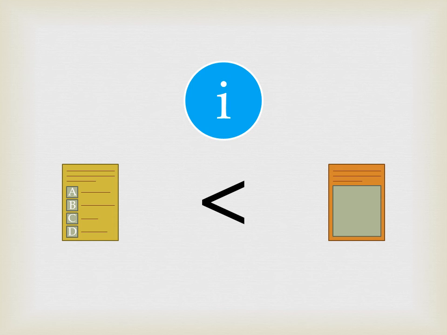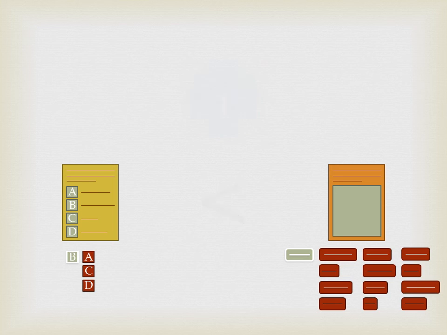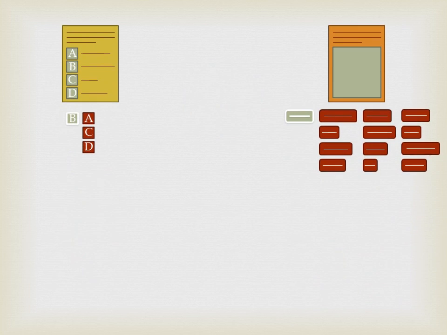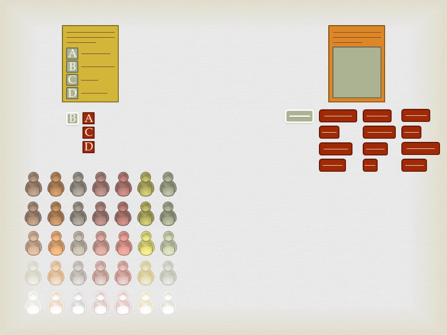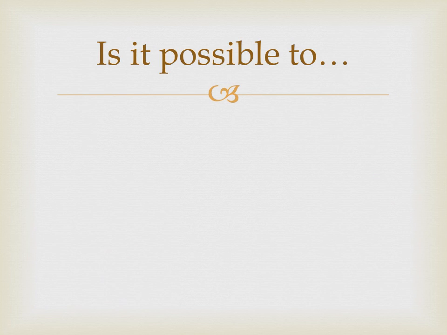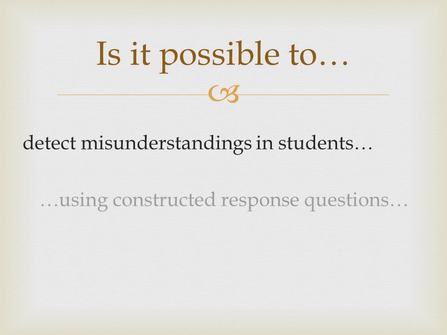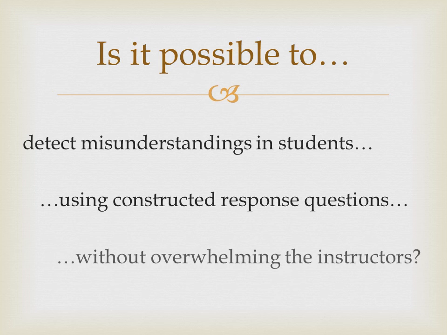In addition, while the information gained from a selected response is dependent on the choices given, the information from a constructed response is potentially larger because there are many more possible wrong answers. However, when used in a large enrollment class, constructed response assessments become unwieldy because there are too many answers to inspect by hand. So with this problem in mind, is it still possible to detect misunderstandings in students using constructed response assessments without overwhelming the instructional staff?